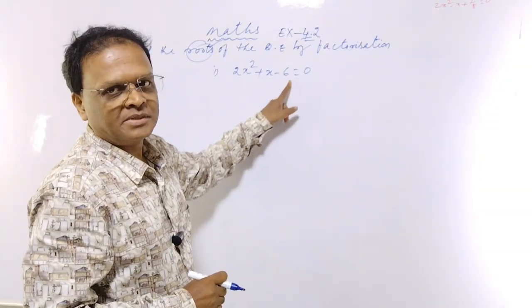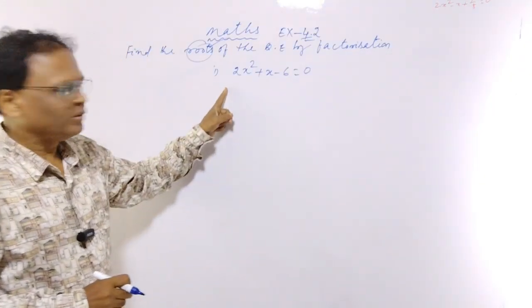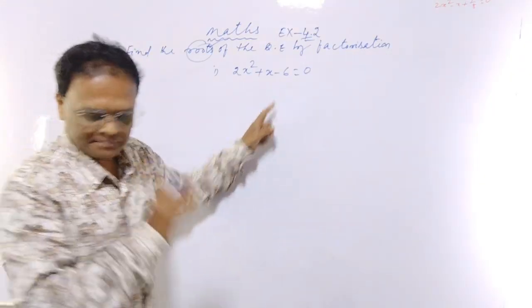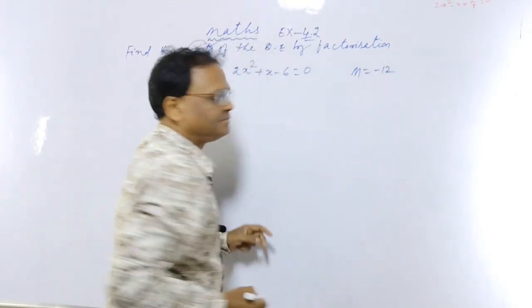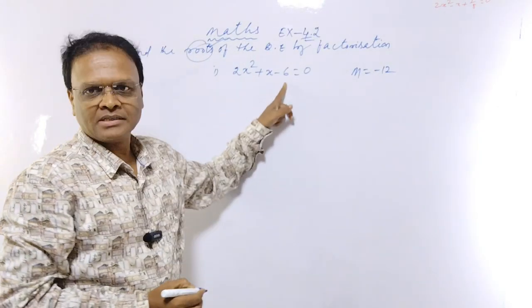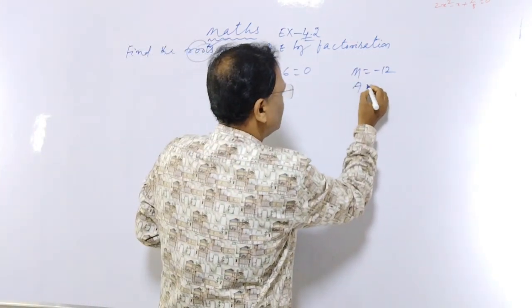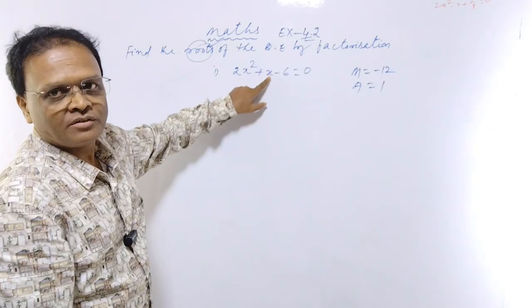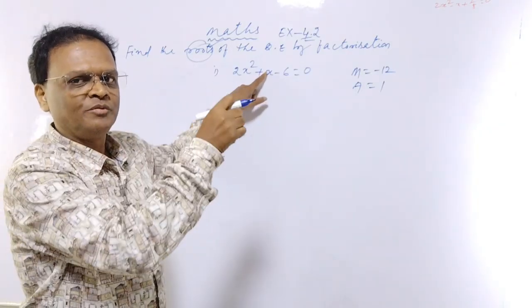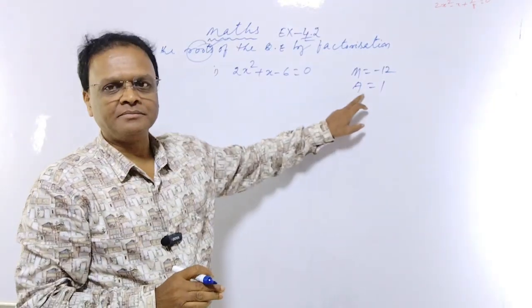Now multiply the first and last, means coefficient of x square and 6. So 2 into minus 6, that is minus 12. So my multiplication is minus 12. And what is my addition? My addition is 1. Your addition is the middle term, coefficient of x. x का जो भी coefficient है वो आपका middle term है, right? And that middle term is addition.